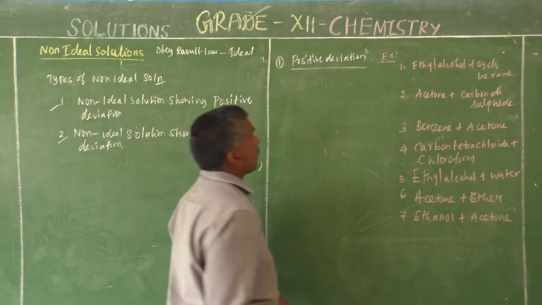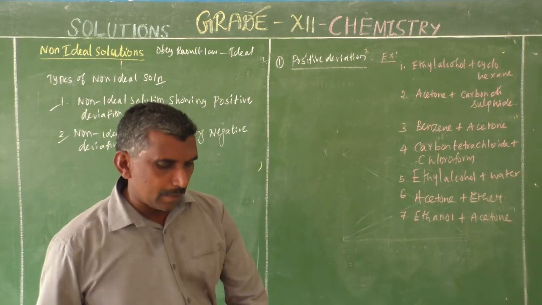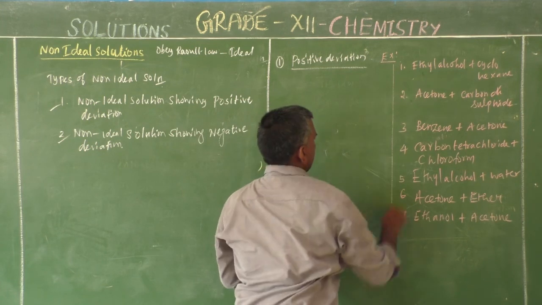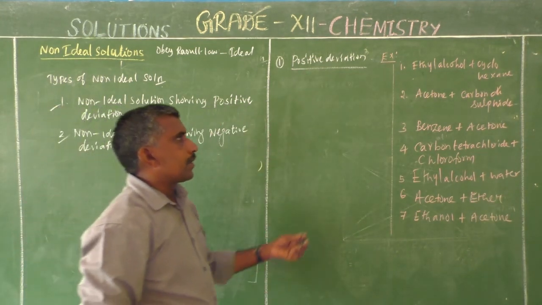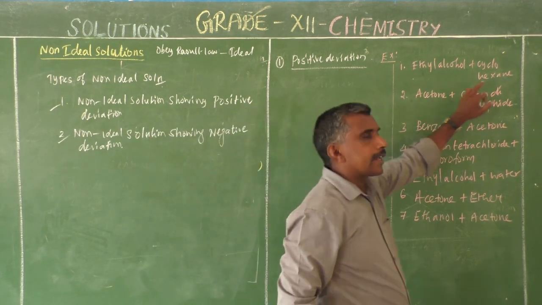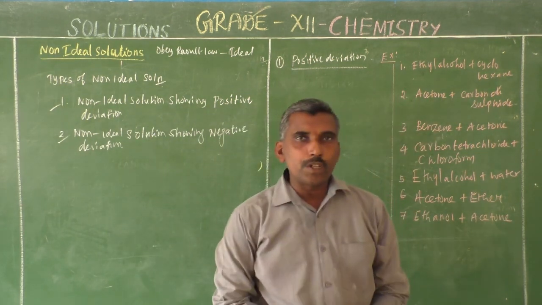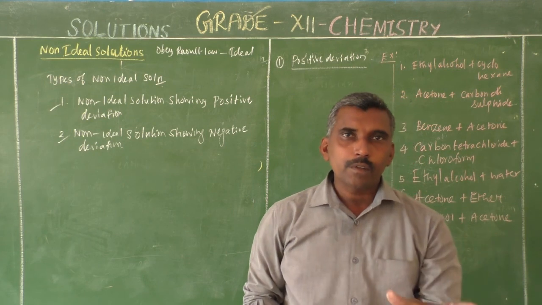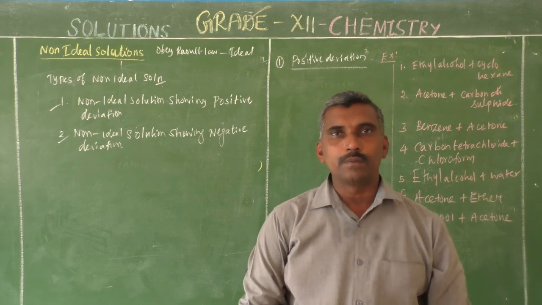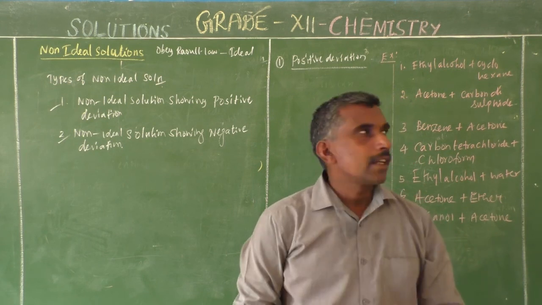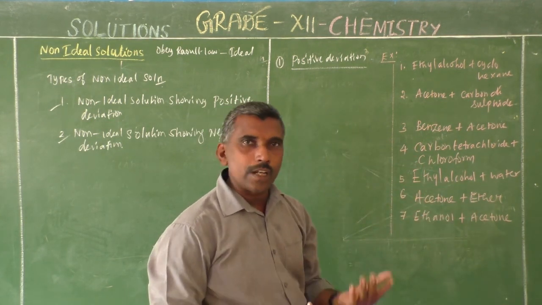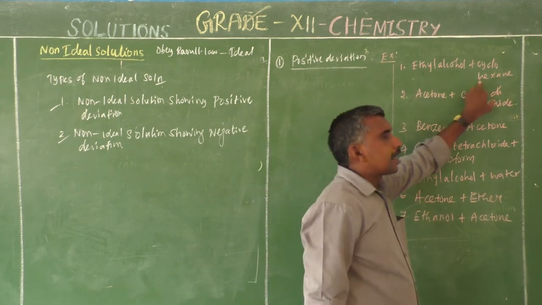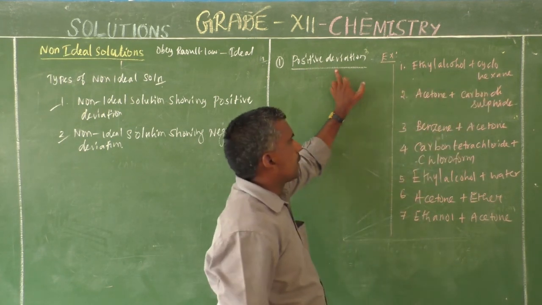These solutions show non-ideal behavior with positive deviation. Generally, in an ideal solution, the molecules have the same size and shape, and the intermolecular forces are also the same. Here, the shape and size are different, and the intermolecular forces are also different. Ethyl alcohol and cyclohexane show positive deviation.